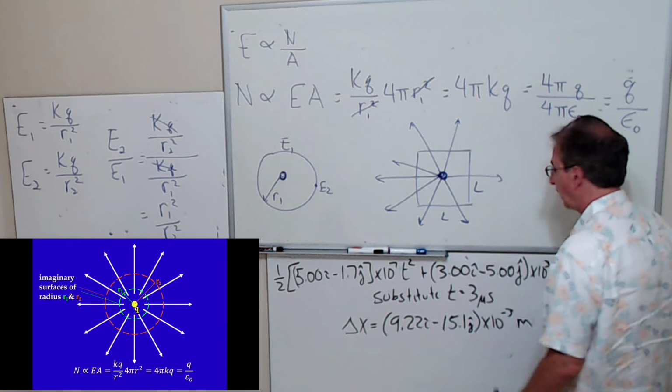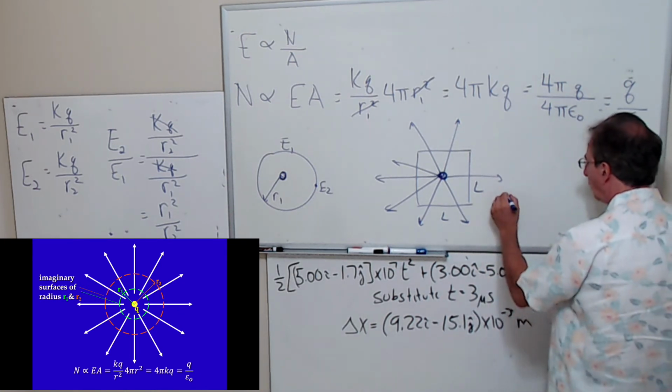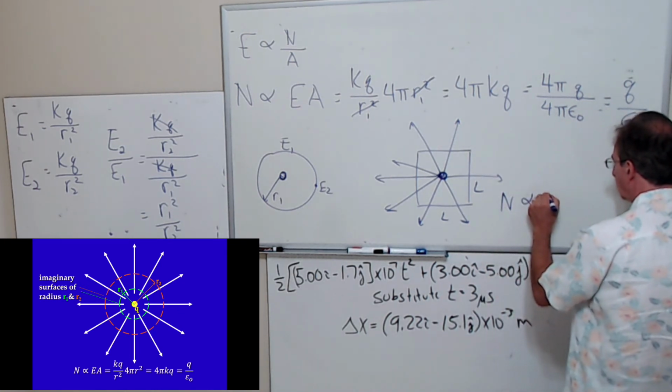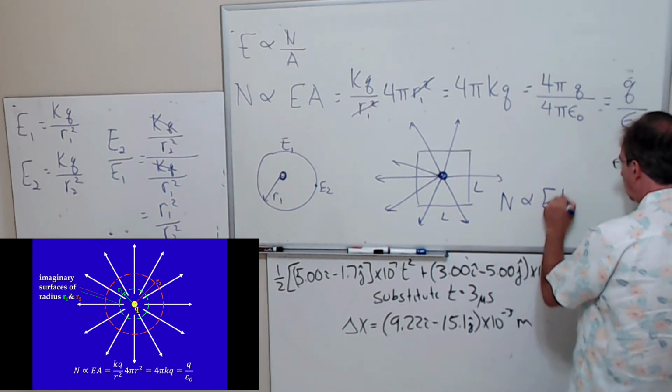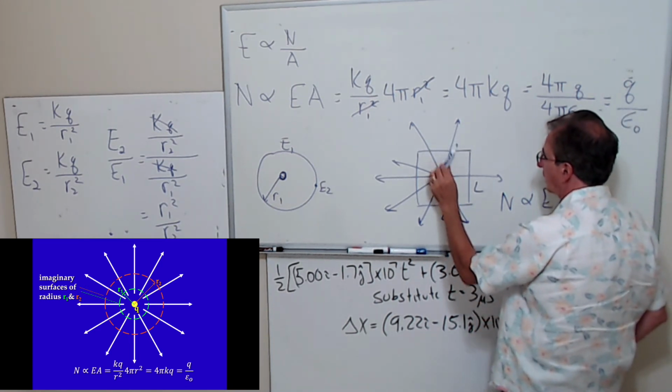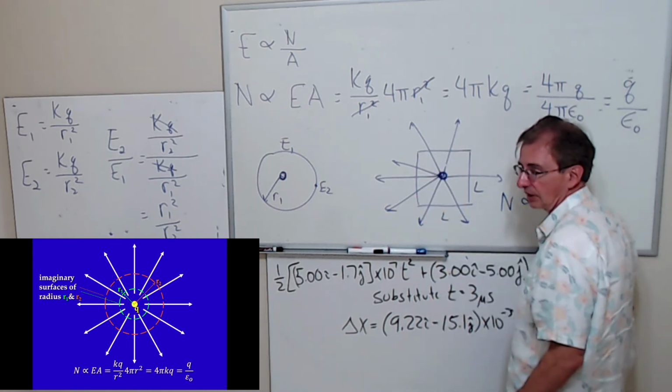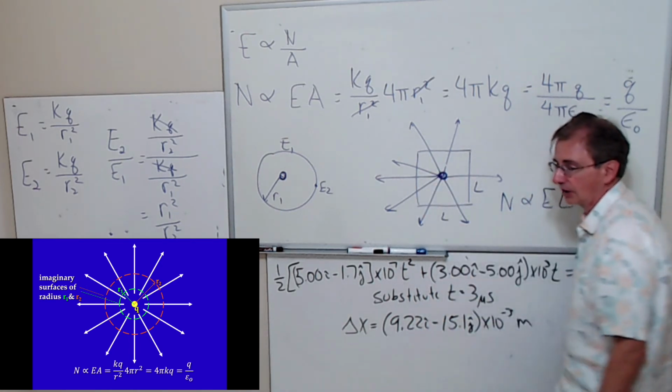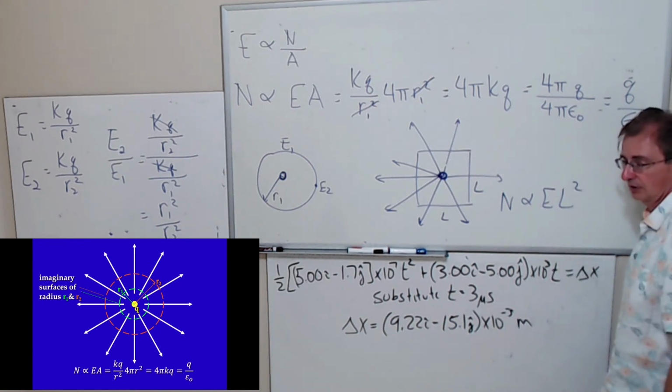This thing's L by L. I cannot say n is proportional to E times L squared. I can't do that because this angle is changing all the way around. In fact, the distance is changing all the way around. The value is different all the way around. So I can't do this.